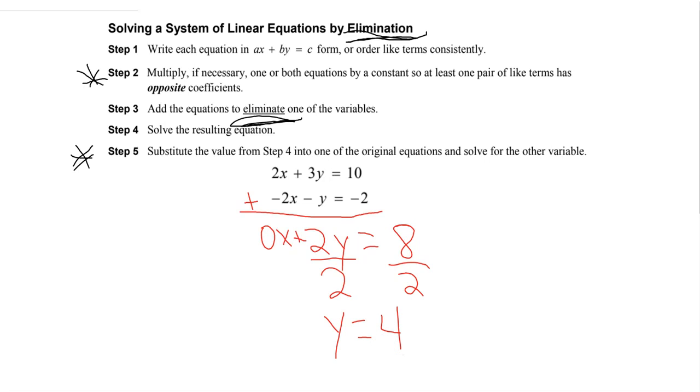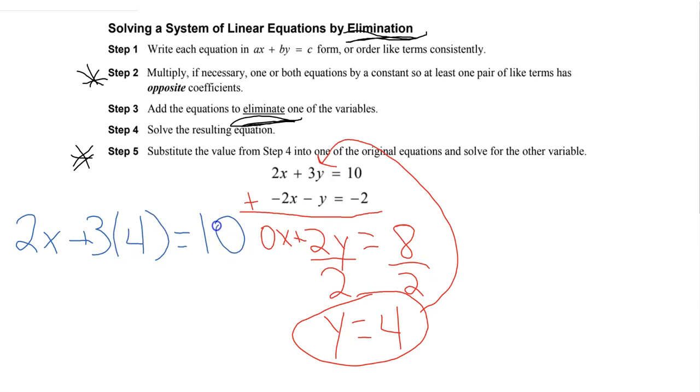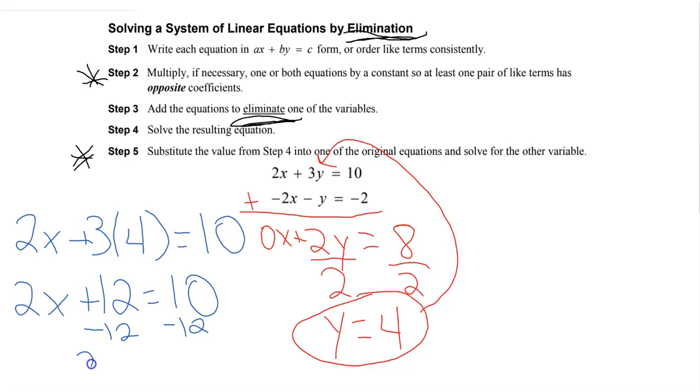So I solved for one of my variables. Now, I go back, this y equals 4. I pick one of my equations up above and I plug in for y. I'll pick the top equation. So I'm going to have 2x plus 3 times y, which is 4, equals 10. So I got 2x plus 12 equals 10. And I subtract 12, I got 2x equals negative 2. And if I divide both sides by 2, I'm going to get x equals negative 1.